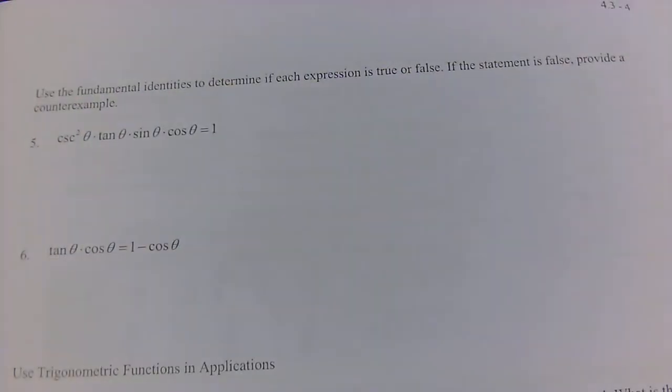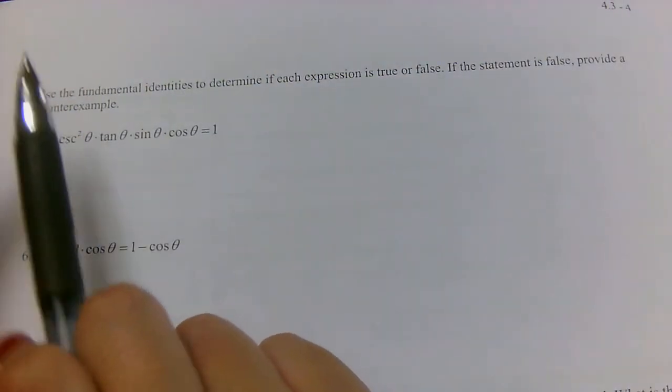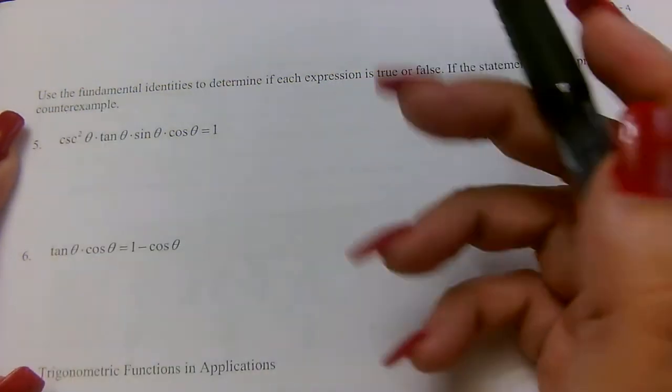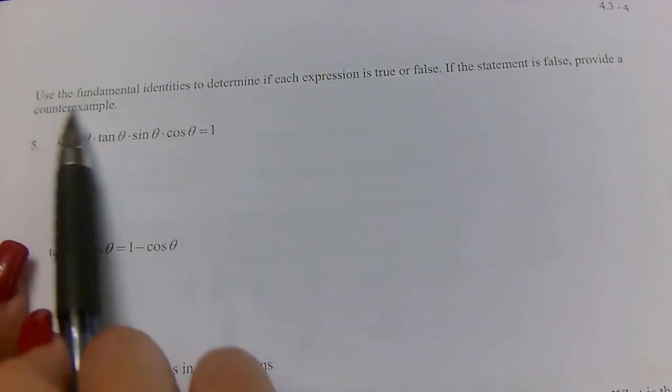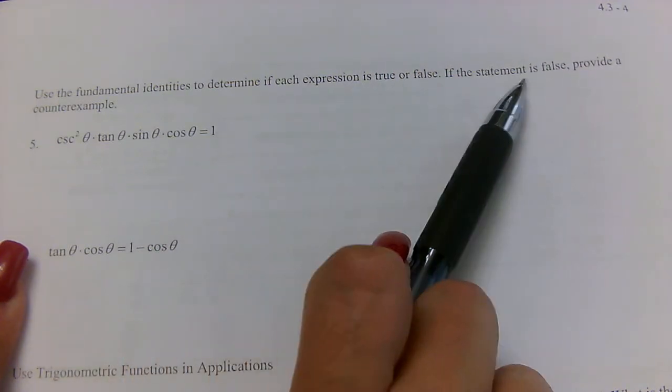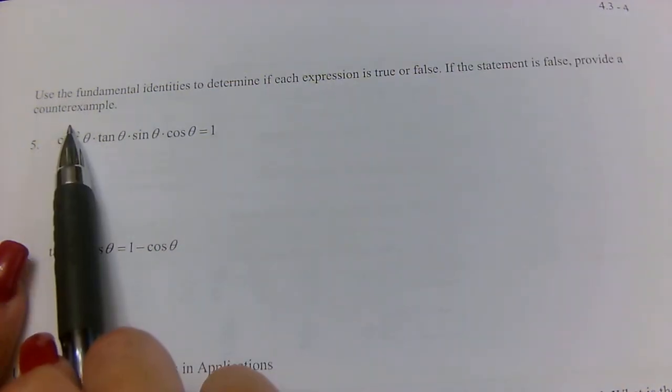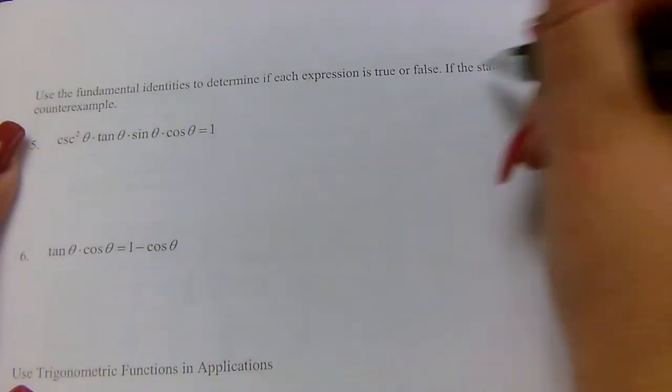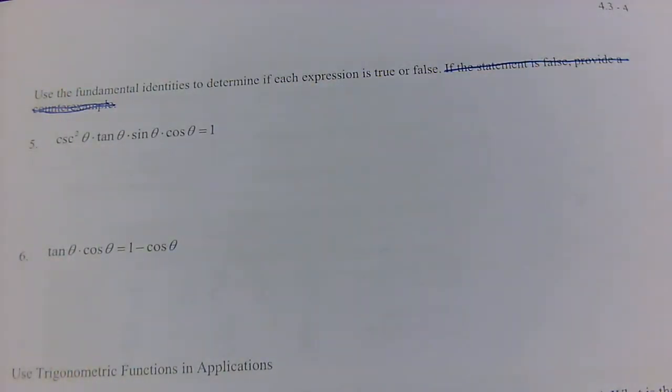Okay, this is going to be a much shorter lesson than the last two. Let's go ahead and do this one. This is going to be important when we get to Unit 3, but we're going to start it right here. It says, use the function identities to determine if the expression is true or false. If the statement is false, provide a counterexample. We don't actually have to do this part. We're not going to do it at all. We're just going to start practicing this because this tends to be one of the harder things in the future in Unit 3 for most students. Okay, so let's go ahead and do this.